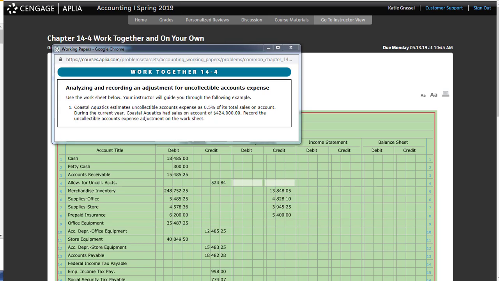So what they want us to do, you can see previously, allowance for uncollectible accounts had $524.84. Do you see on our trial balance? It's listed as a credit because it's a contra account to the accounts receivable. We have to go through and take 0.5% of that $424,000. Did anyone crank out that number for me? 0.5% of the 424. The multiplication is what I'm looking for.